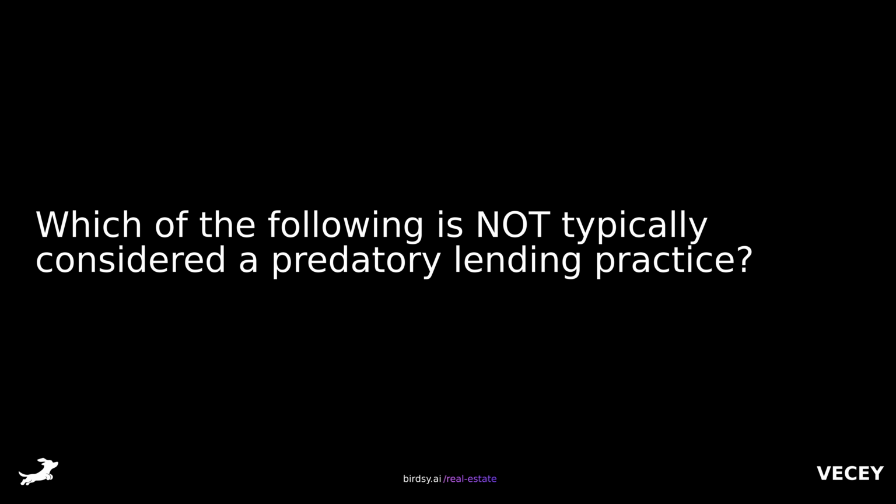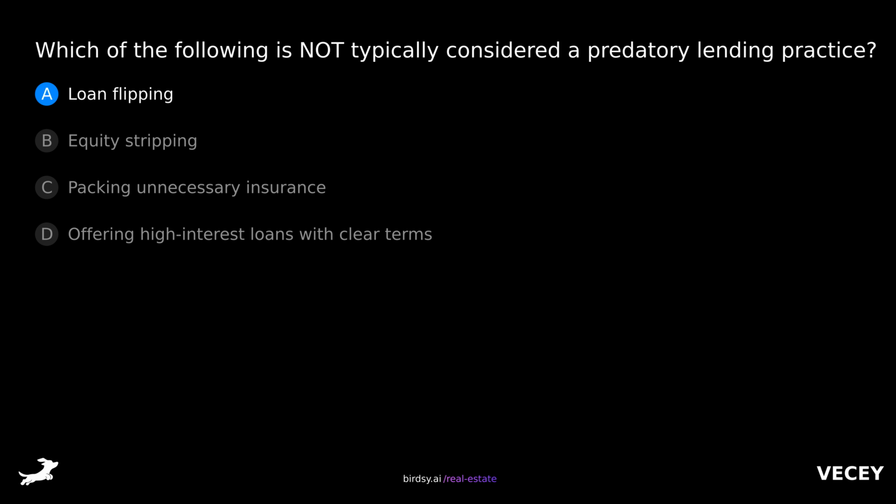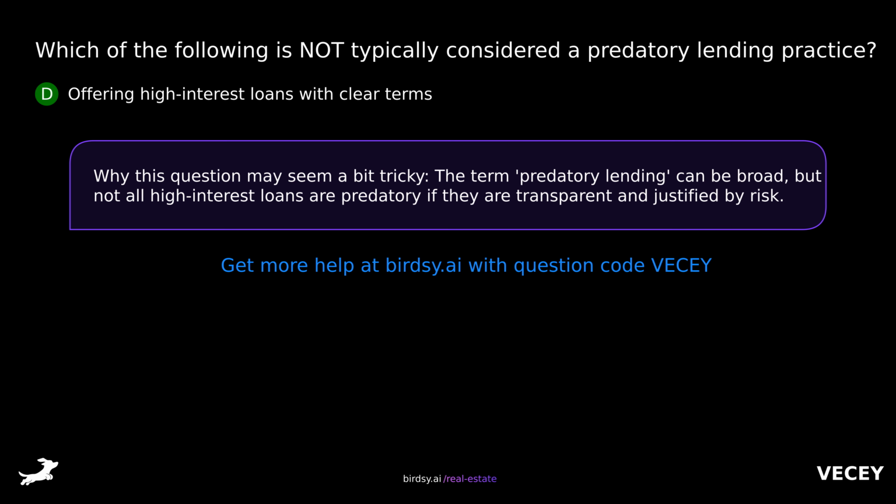Which of the following is not typically considered a predatory lending practice? Is it A, loan flipping, B, equity stripping, C, packing unnecessary insurance, or D, offering high-interest loans with clear terms? The answer is D, offering high-interest loans with clear terms. While this question may seem a bit tricky, the term predatory lending can be broad, but not all high-interest loans are predatory if they are transparent and justified by risk.